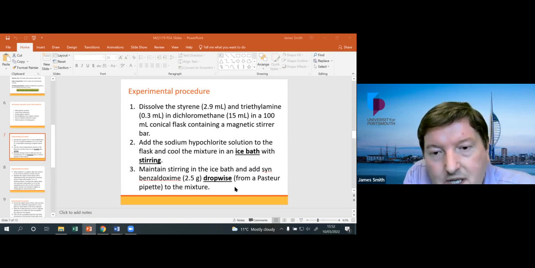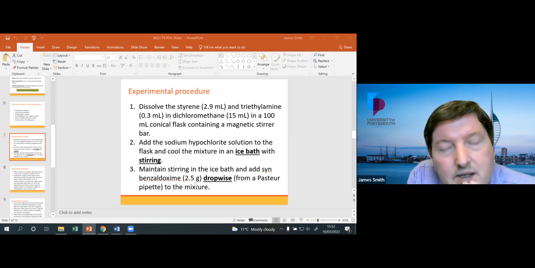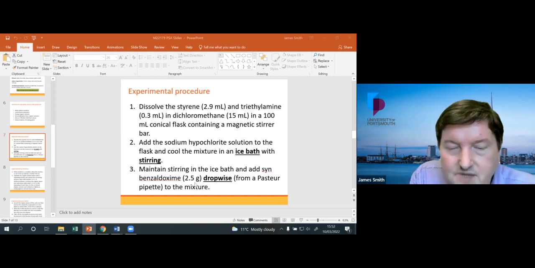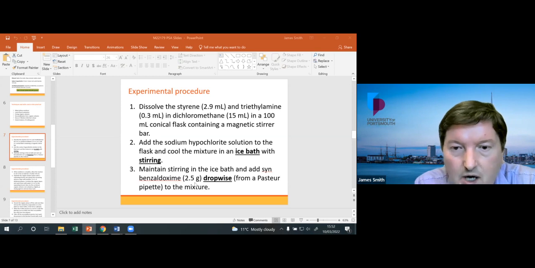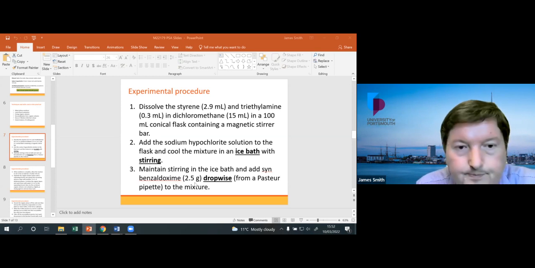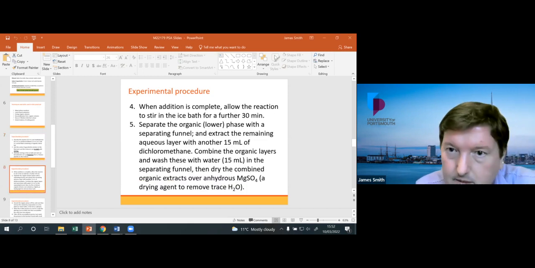And if you add the benzyl-doxime quicker than dropwise, then you get the side products being formed. It doesn't form the product you expect it to make. So that can become an issue. So it has to be done ice cold and then dropwise. Then after that, when the addition is complete, allow the reaction to stir in an ice bath for a further 30 minutes.